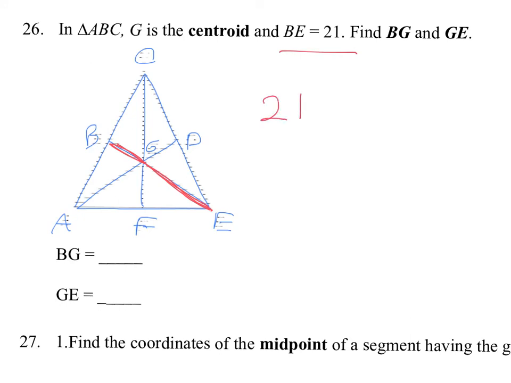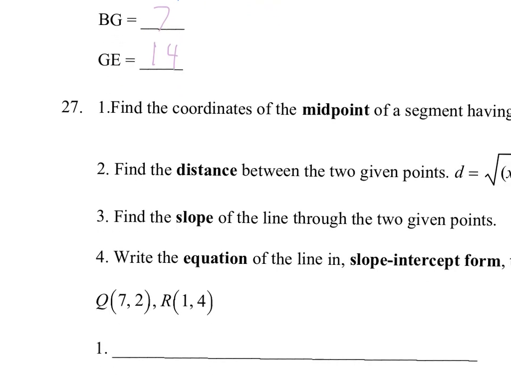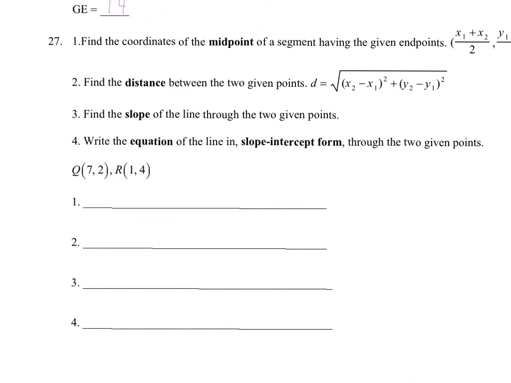We're going to take 21 and we're going to find BG, this segment right here, by multiplying 21 times 1/3, which would be the same as dividing 21 by 3. That means BG is 7. Now remember, the longer side is twice as long, so it's 14. Do 7 and 14 add up to 21? If they do, we know we're correct. They do, so yes.